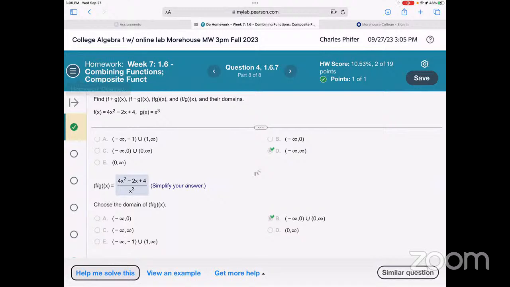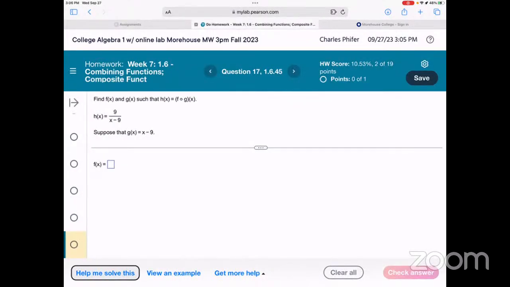So find the f and g such that f compose g gives us h. And we're given that the inside function is x minus 9. So we need a function so that when we plug in x minus 9, we get h, all right? So we're going to say 9, the reciprocal function, 9 over x.